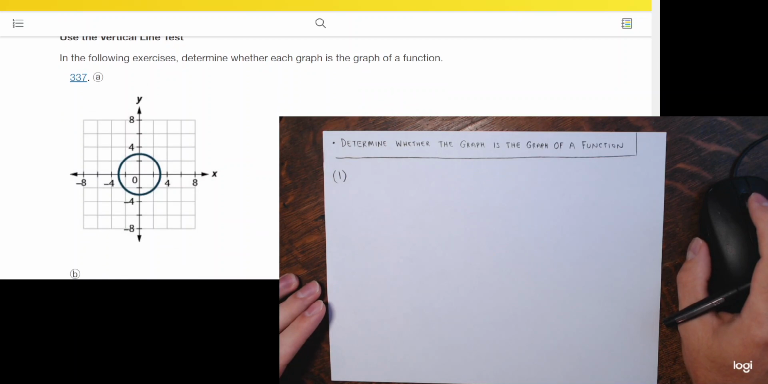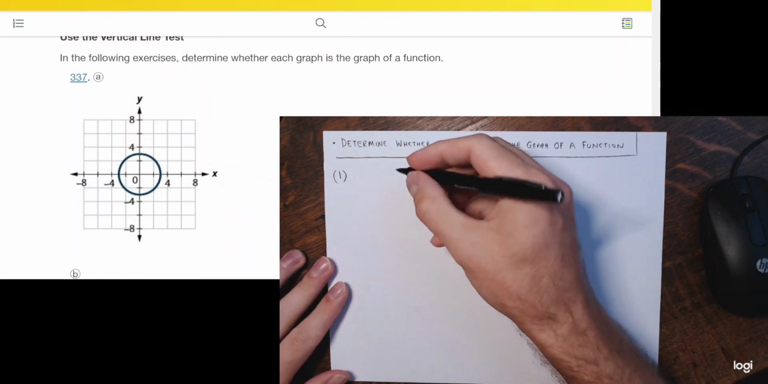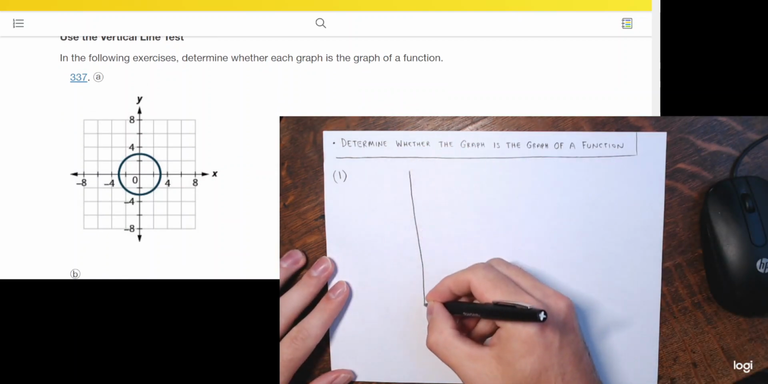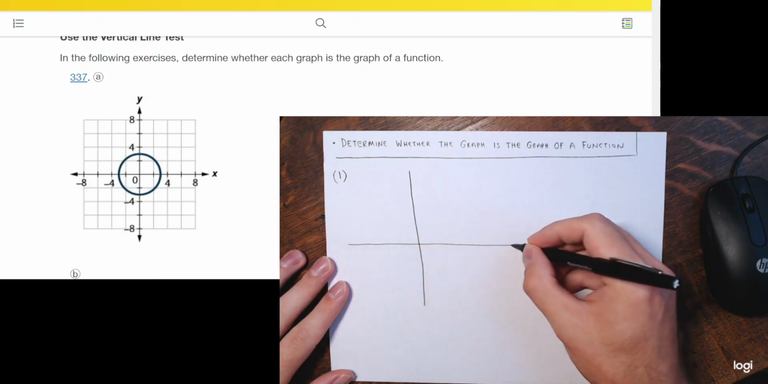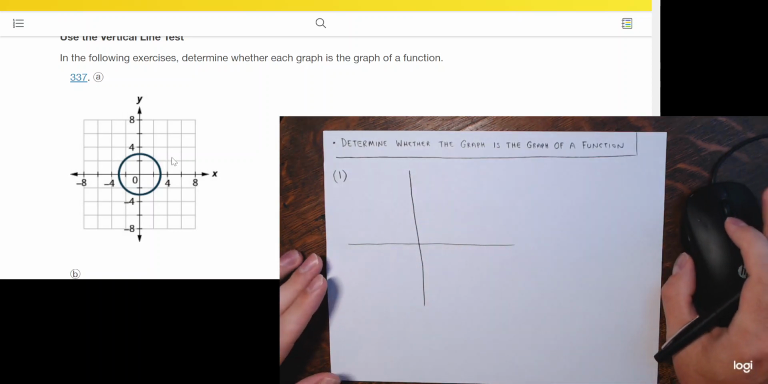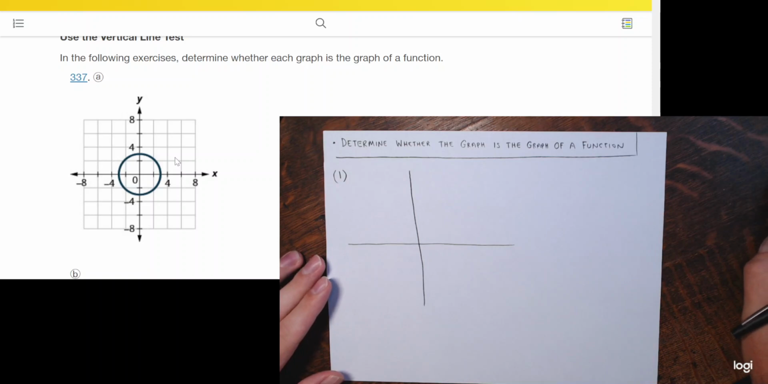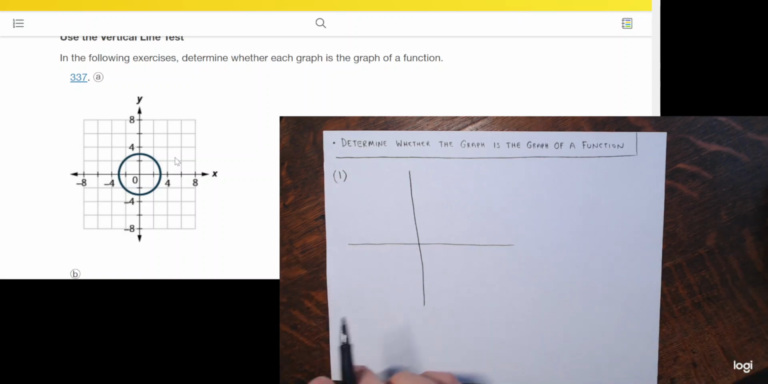I'll do a quick sketch on my piece of paper. I wanted at least a good looking version of it, that's why I had the website up, but I'll do a quick sketch as well. And it looks like this is the graph of a circle centered at the origin.